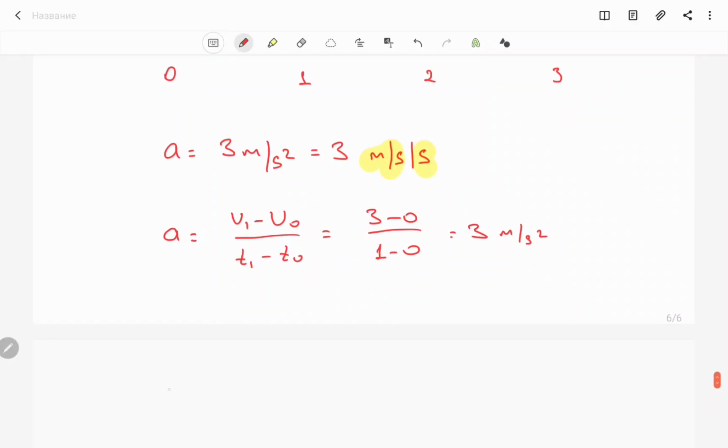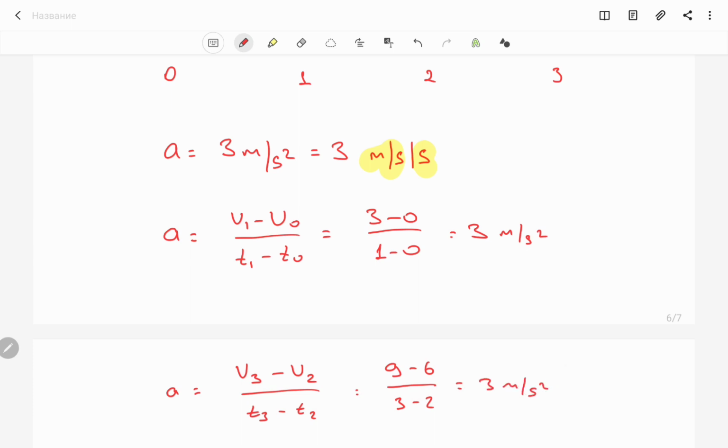Or you can use another equation, for example, velocity at 3 seconds minus velocity at 2 seconds, divided by time at 3 minus time at 2. So again we will have the same result. 3 minus 2, we will have 3 meters per second squared.